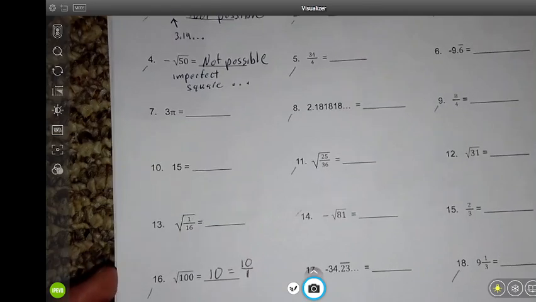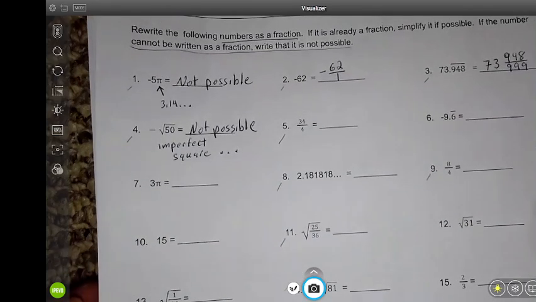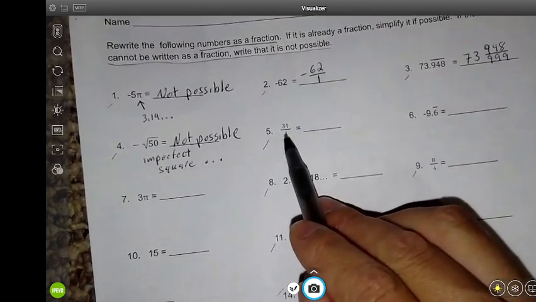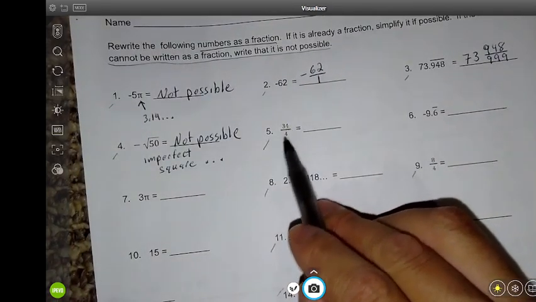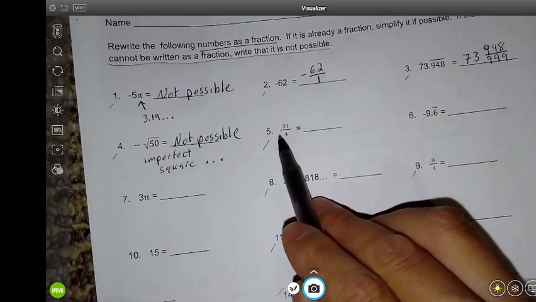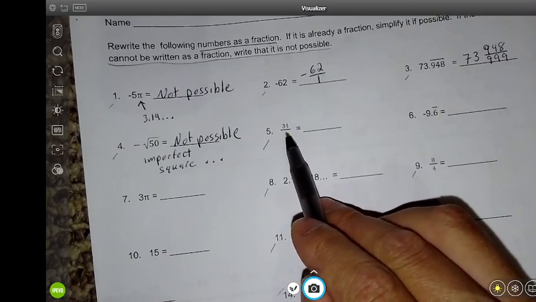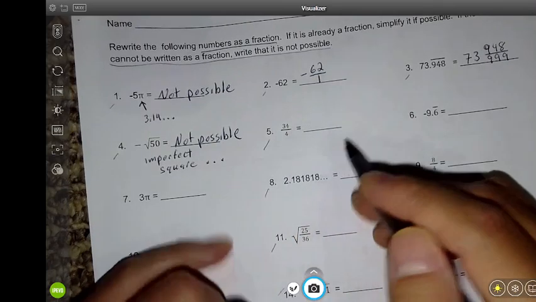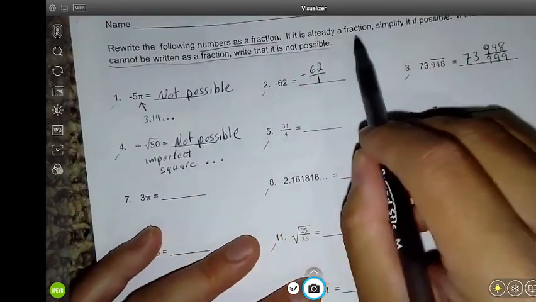Let's jump back up here. Let's look at number 5. Alright, for number 5, it's already written as a fraction. Certainly it can be written as a fraction. So we can simplify this. 34 and 4, the common factor is 2. We can divide 2 into both. So it says if it's already a fraction, simplify.